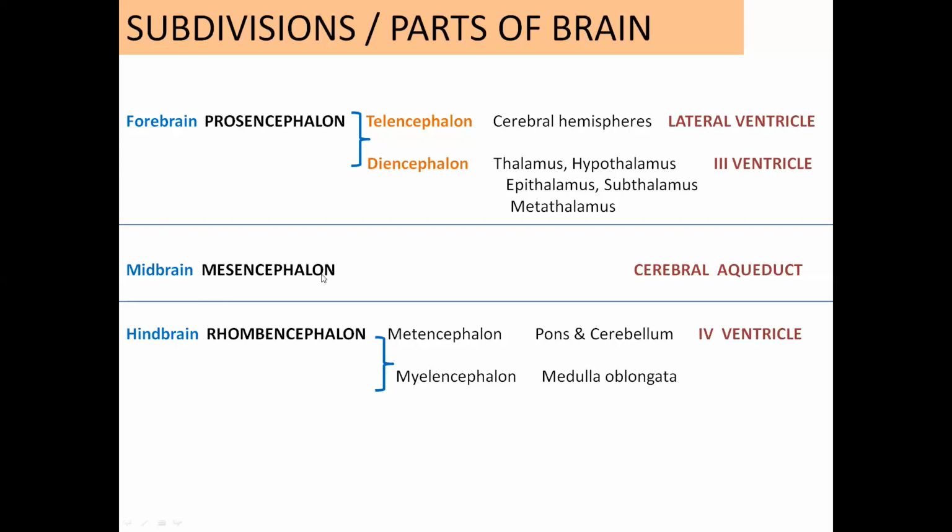The midbrain or the mesencephalon is the shortest segment of the brain. The cavity that is present within the midbrain is the cerebral aqueduct. The hindbrain or the rhombencephalon is further divided into metencephalon and myelencephalon. The metencephalon consists of pons and cerebellum. The myelencephalon consists of medulla oblongata. The cavity of the hindbrain is the fourth ventricle. The fourth ventricle is actually situated behind the pons and the medulla, in front of the cerebellum. The cerebral aqueduct actually connects the third ventricle with the fourth ventricle.